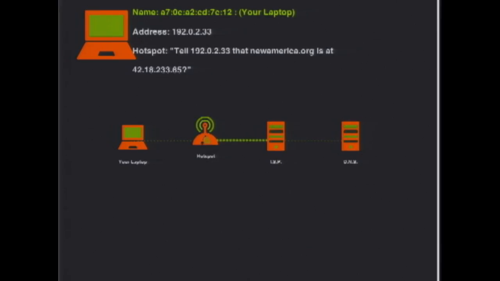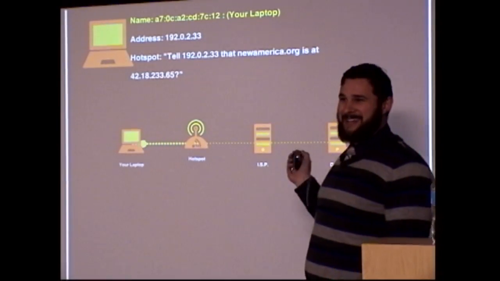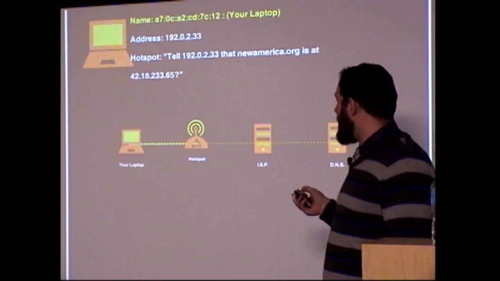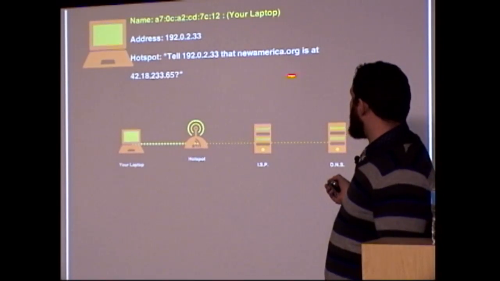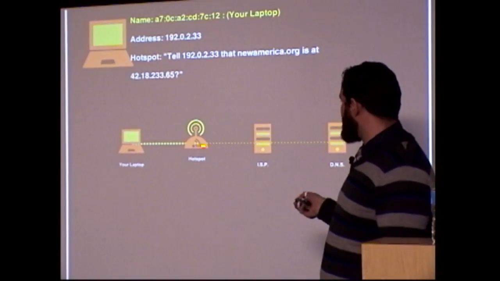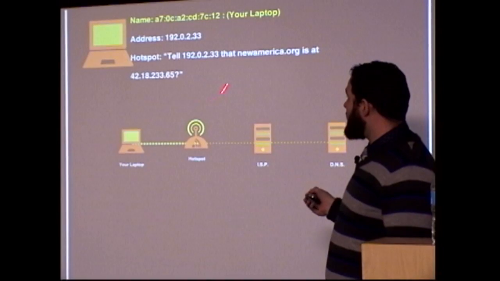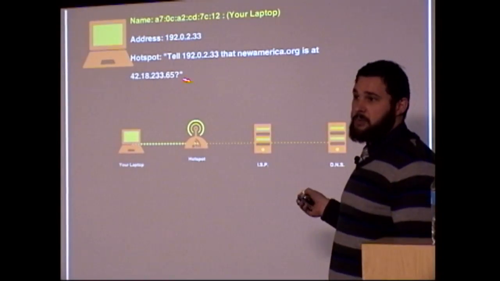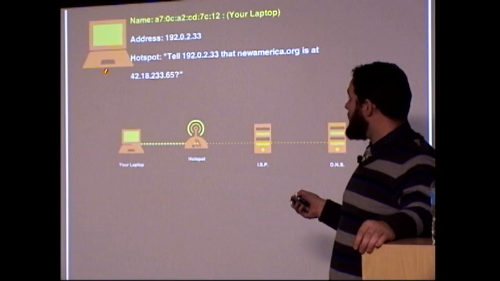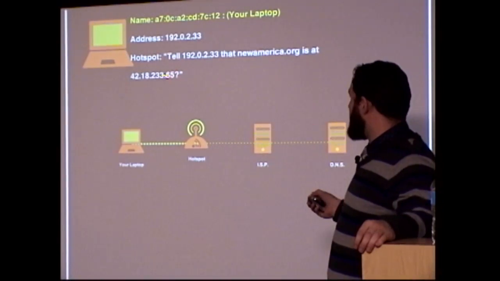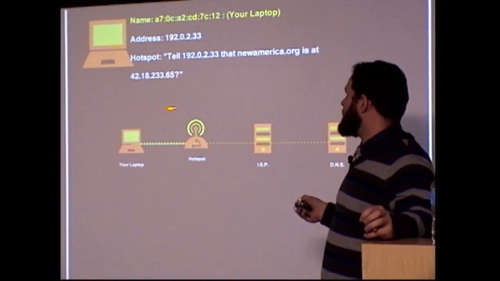It's just this one last jump, which I forgot to make green in this slide, which is actually encrypted between you and your hotspot. So when you ask, and this is you, by the way, where is newamerica.org in your DNS request, that's all in the open, including your address, the way that you're known now through the internet, which is the address that your router gave you earlier. And so is the response, which, by the way, newamerica.org is not at 42.18.233.65. I made that up.